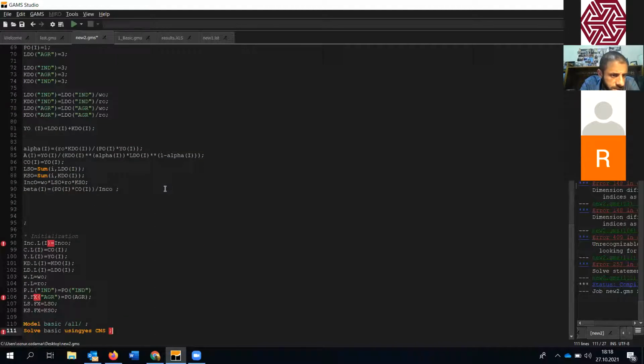Let's check if that's correct everywhere. So income, again, income is not indexed over I, so you have to remove it. Yes. And then what is missing in line 105? Exactly. Run now the code.